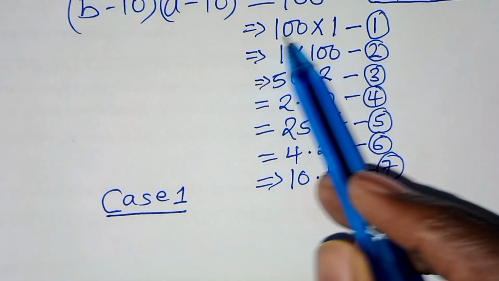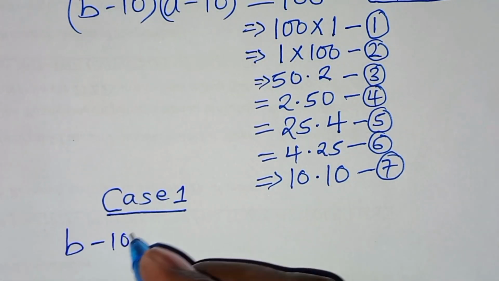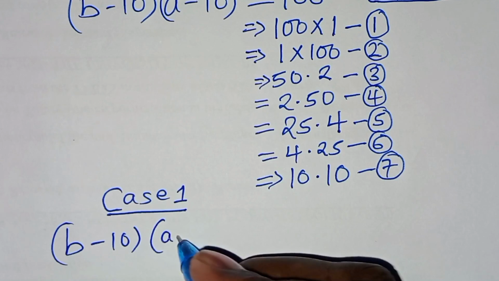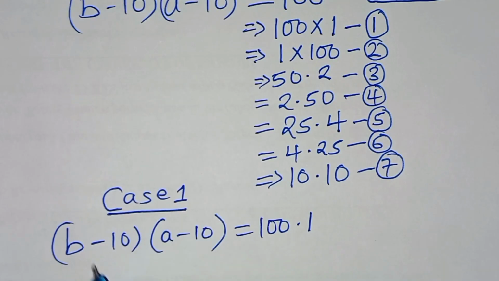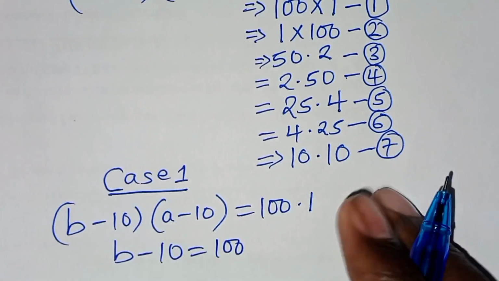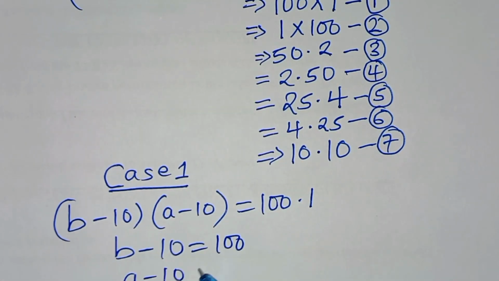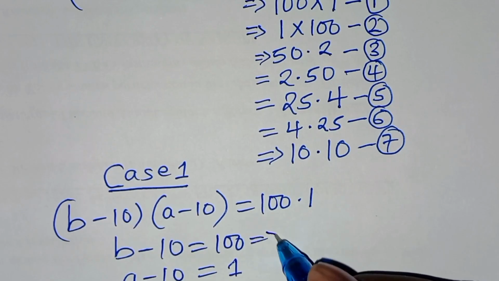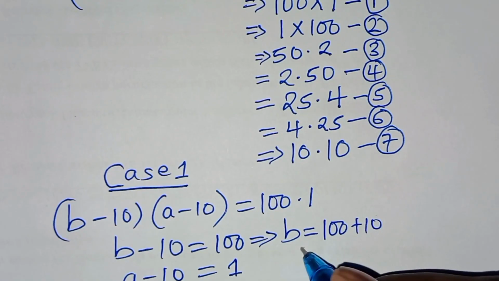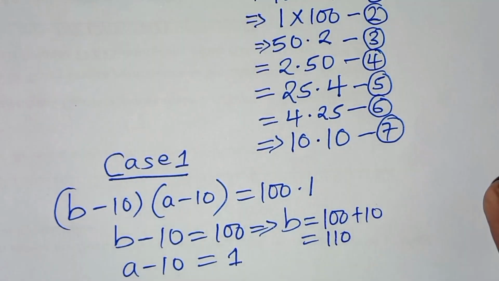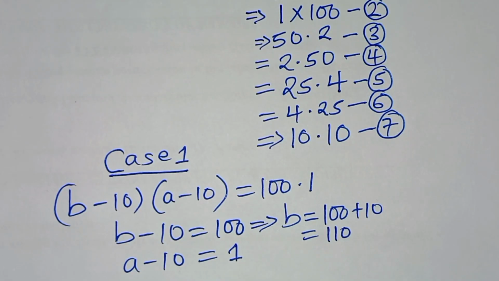Case 1, we have 100 times 1. We have b minus 10 and a minus 10, which is equal to 100 times 1. So this means that here we have b minus 10 is equal to 100, and a minus 10 is equal to 1. So b will be equal to 100 plus 10, and this is equal to 110. A minus 10 is equal to 1, so that means that a is equal to 1 plus 10, which is equal to 11.